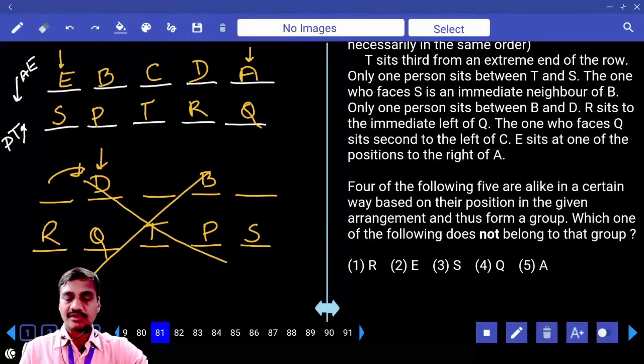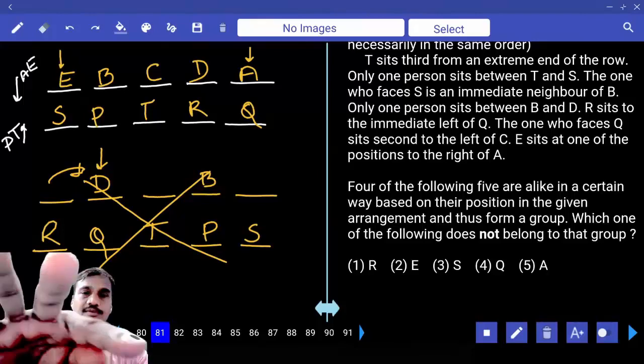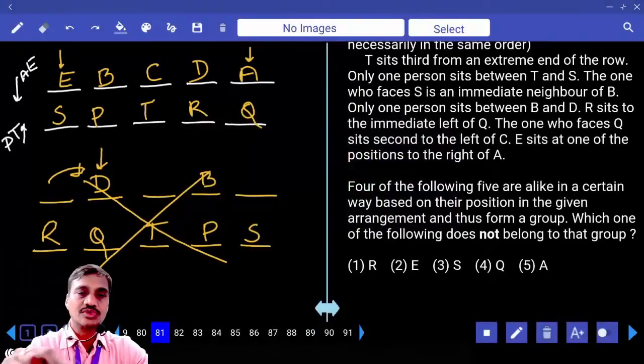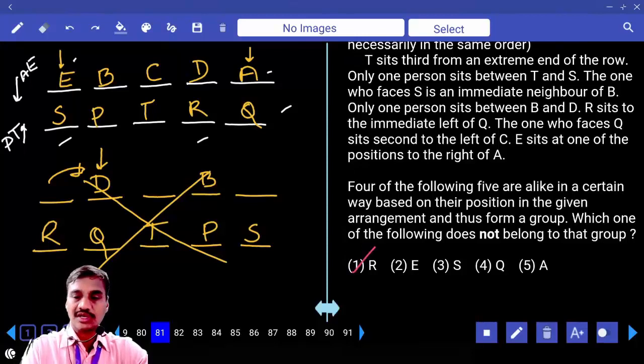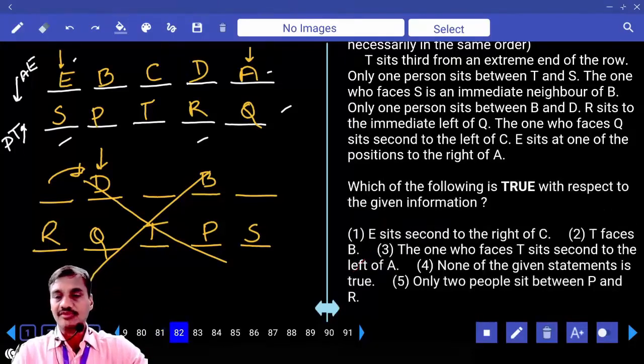Then 81, odd one out of the following. Four out of the following is nothing but an odd man out. R, E, S, Q, A. Now out of this, E, S, Q and A, except this R, the remaining 4 persons are at the corners, isn't it? At the ends of these 2 rows. R is not at the end of the row, choice 1. And 82, which of the following is true with respect to the given information?